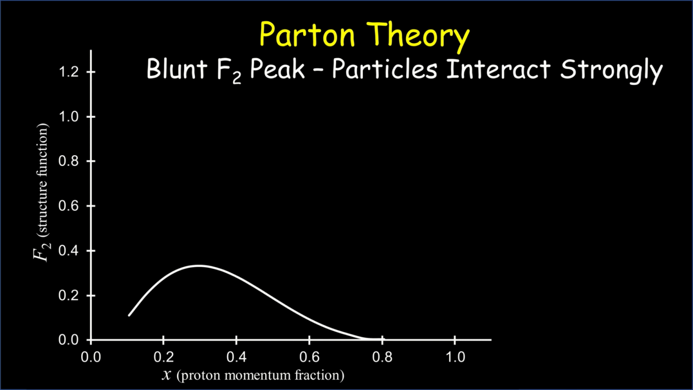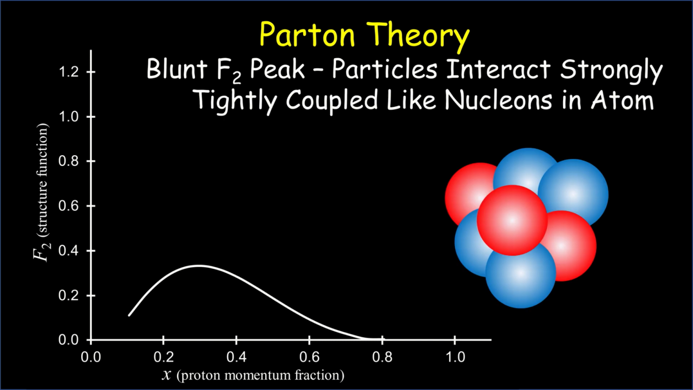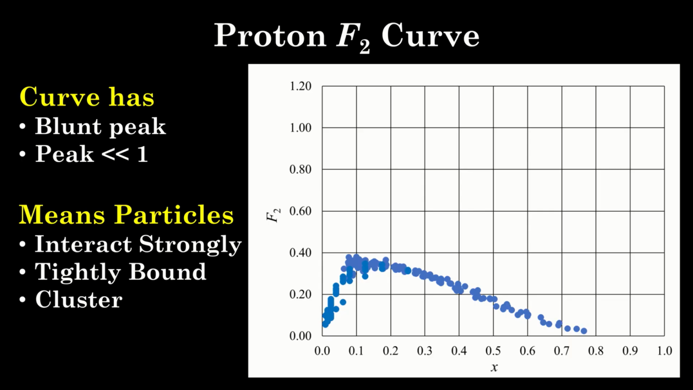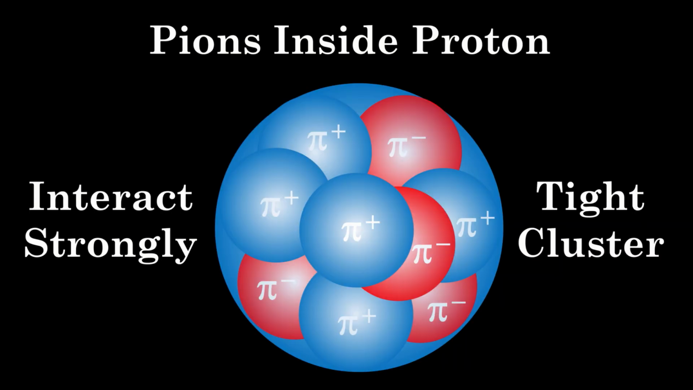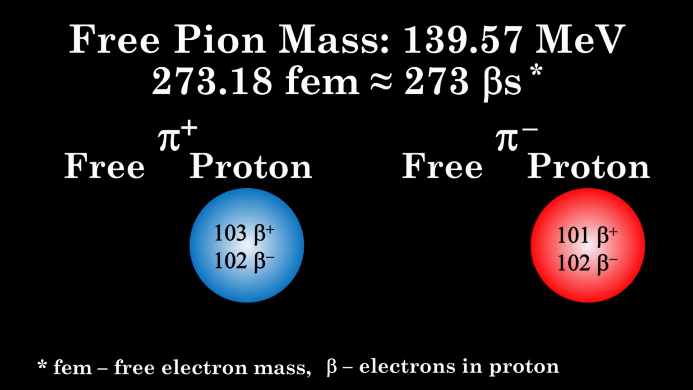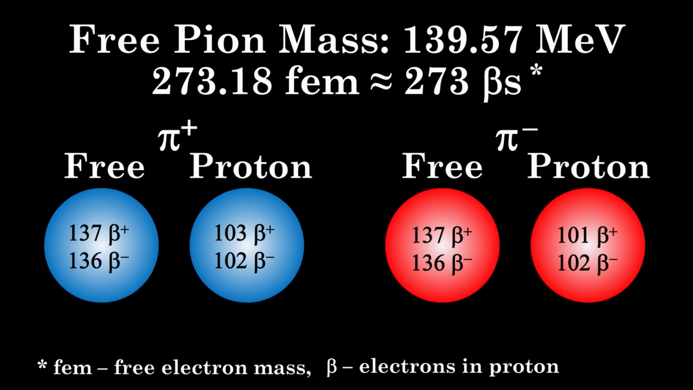According to parton theory, F2 curves with blunt peaks, much less than 1, indicate that the particles they represent interact strongly with each other. They likely bind together like the nucleons do in the nucleus of an atom. The blunt peak of the proton F2 curve, at about 0.36, indicates the 9 pions in the proton are tightly bound together. This is supported by the fact that the pions in the proton each have a mass of about 204 electron masses, whereas the free pion is about 273 electron masses.